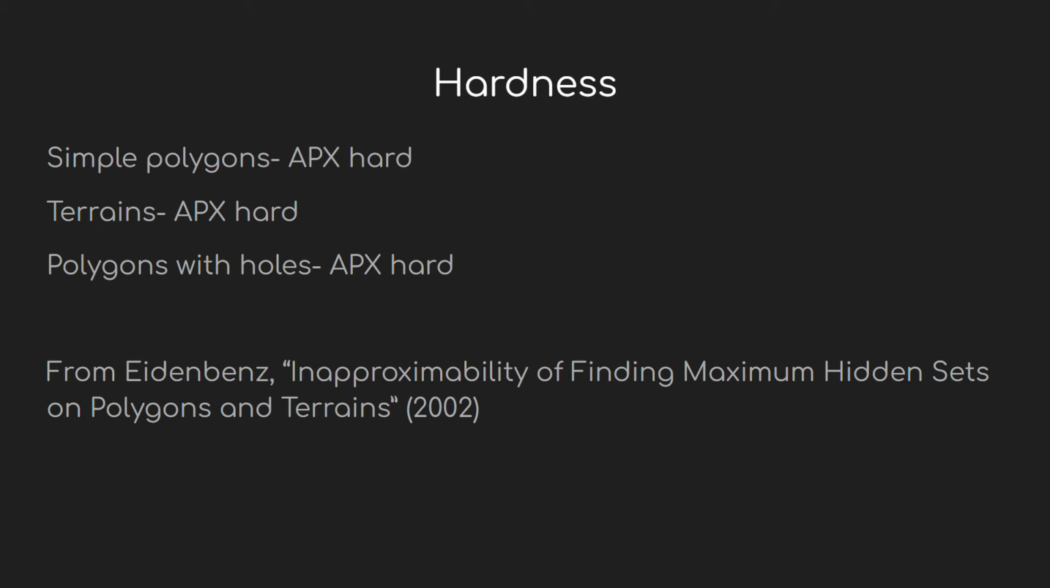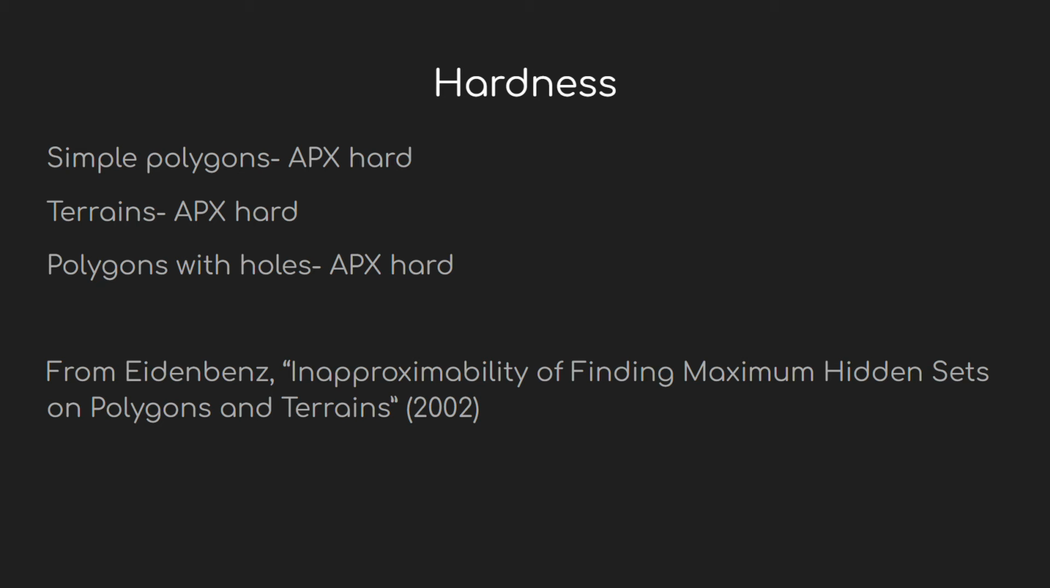Here's a little overview of the state of the problem in terms of hardness. In the domain of simple polygons, the hidden set problem is APX hard, and that was proven by Eidenbenz in 2002 in a paper called Inapproximability of Finding Maximum Hidden Sets on Polygons and Terrains. For the general case of terrains, that's also APX hard. For polygons with holes, it is APX hard from simple polygons, but there was a previous proof as well for that case. So that's the general overview of hardness.